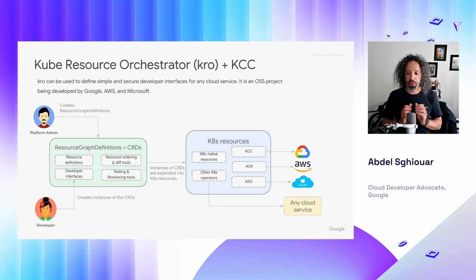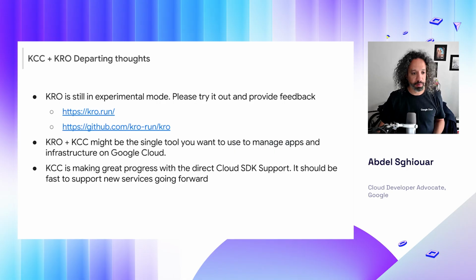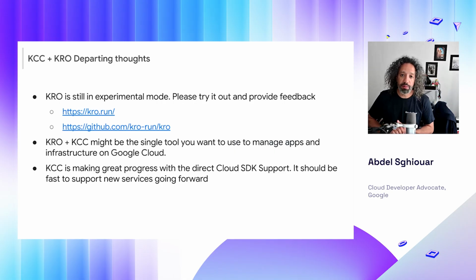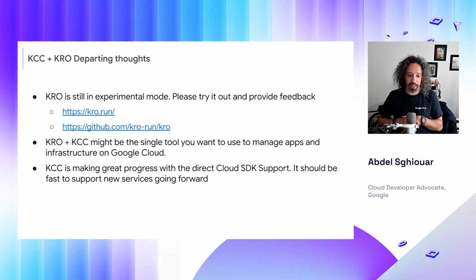So putting together KRO and any cloud provider specific resource can allow you to use Kubernetes as a driving mechanism for both deploying your application and your cloud dependencies. KRO is in an experimental phase. You can find more resources on kro.run or on the GitHub repo. It's a pretty powerful tool. It allows you to create a lot of abstraction layers, so you can make managing cloud resources A, universal through Kubernetes, and B, easier and abstracted for your end users.